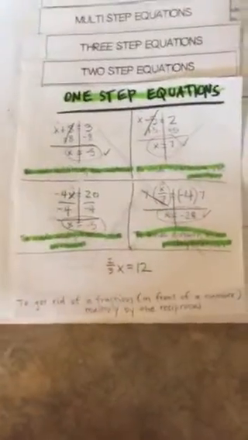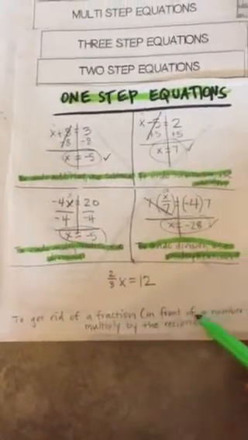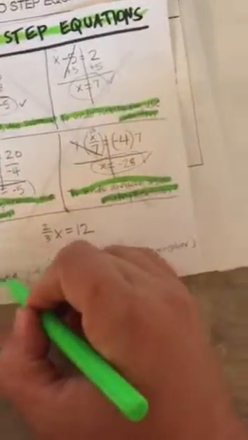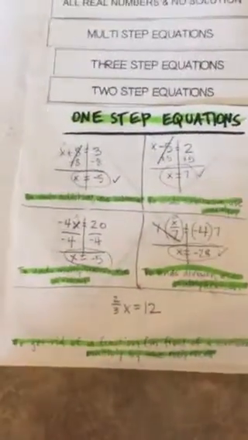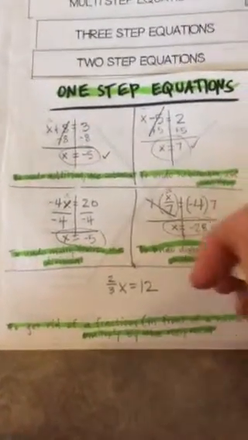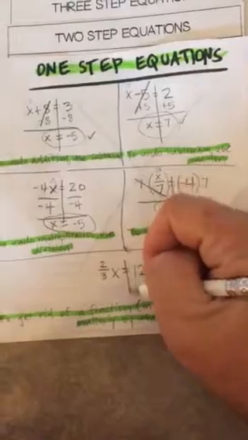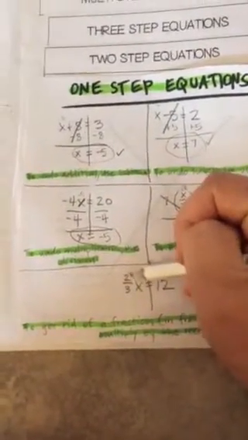All right, and then the last rule we're going to talk about down here says to get rid of a fraction in front of a number, multiply by the reciprocal. So the word reciprocal may be a new word for some of you guys, and all that reciprocal means is to take your fraction and flip it around. The numerator becomes the denominator and the denominator becomes the numerator. So once again, I need that weight bar. To get rid of a fraction, multiply by the reciprocal.